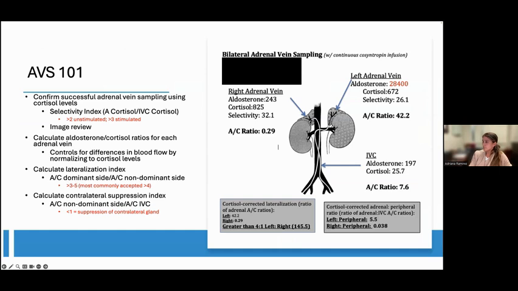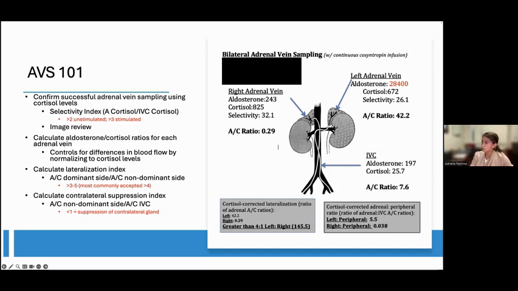So depending on your institution, the AVS can be cosyntropin stimulated, either with a continuous infusion or bolus, or it can also be unstimulated. The main difference between the two is that you need higher cutoff values if it is stimulated, but this is considered to be more specific. So on the right are the results for our patient of her particular AVS.